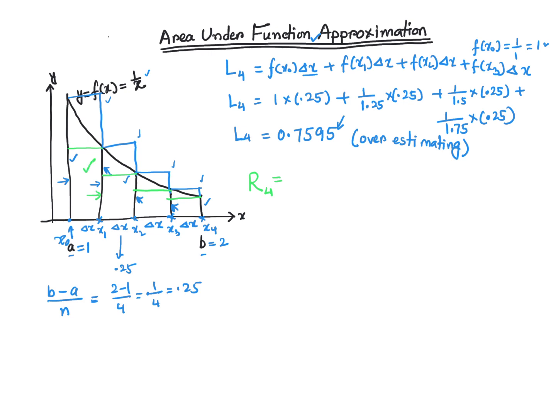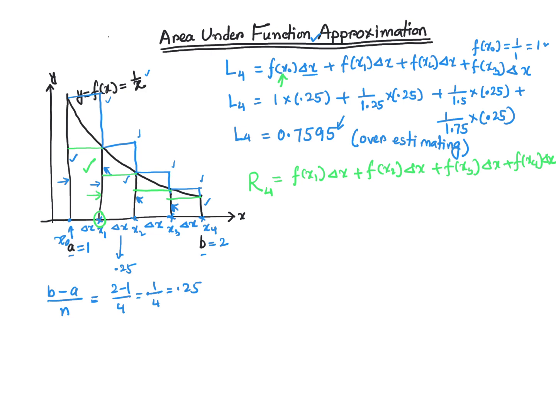So let's find the area. My delta x doesn't change, but what changes? My height. So that's going to be at x1 as opposed to starting at x0. So it's going to be f of x1 delta x plus f of x2 delta x plus f of x3 delta x plus f of x sub 4 delta x, all of this.